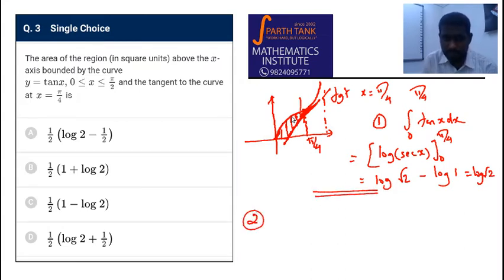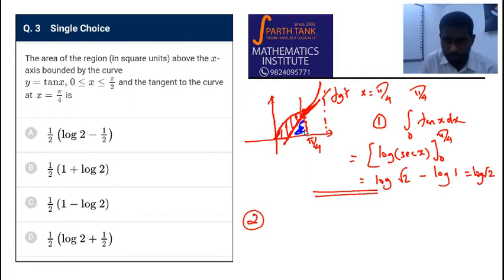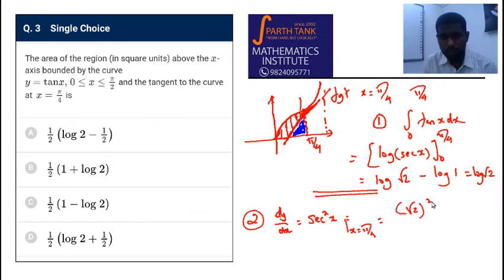Now the second is this area, right? Let me show you which area I am talking about. This area. This triangular area, if I subtract, I get the result. So what is the equation of this line? It is a tangent at point pi by 4, right? So let us find the equation of that line. See, the equation of that line would be y is equal to mx plus c. So dy by dx, that is the derivative of tan x, is secant square x. And secant square x at x is equal to pi by 4 is root 2 squared, which is 2.